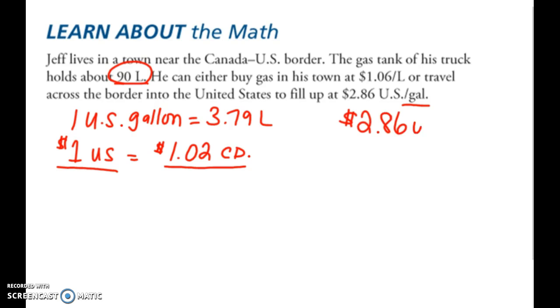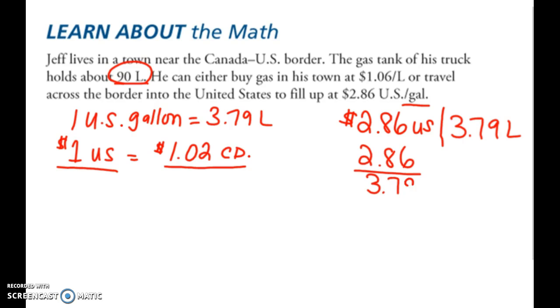So 2.86 US dollars. We could switch that gallon for 3.79 liters. Okay, and if we want to find the unit rate of that, we take the money amount, 2.86, and we would divide it by 3.79. That would leave us with 76 cents per liter. And this is still in US dollars. Okay? So we have this as 76 in US dollars. We're talking this in Canadian dollars.